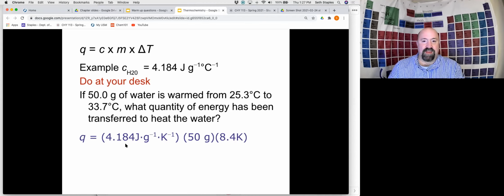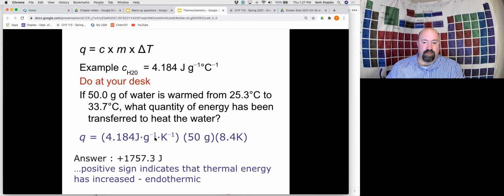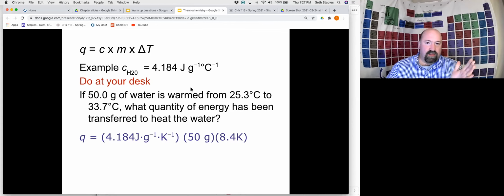So here would be our setup. And again, you can see, like I was saying, this is the example that I used. I used Kelvin. So same idea. Don't let that throw you off. It's still going to be the same numbers involved. If you haven't seen this, by the way, just remember that -1 as an exponent just means the inverse. And so g^-1 and K^-1 just means 1 over gram, 1 over Kelvin.